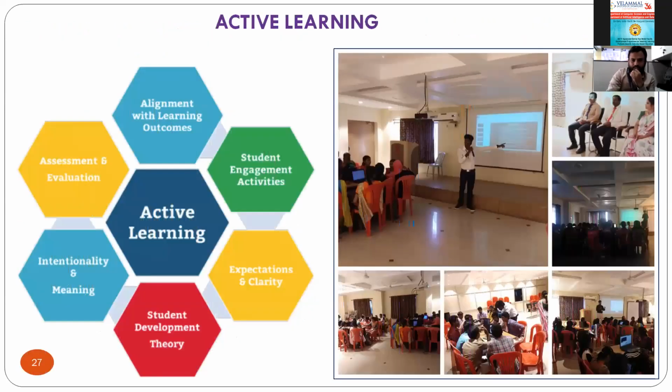The last one is active learning. Active learning is alignment with learning outcomes, student engagement activities, expectations and clarity, student development theory, intentionality and meaning. The last one is assessment and evaluation. I have already mentioned in the previous slide that I conducted one student development program for students in software testing. This is evidence of active learning. Finally, they got a good opportunity in software testing also.